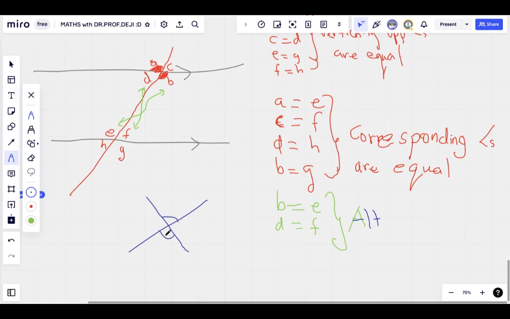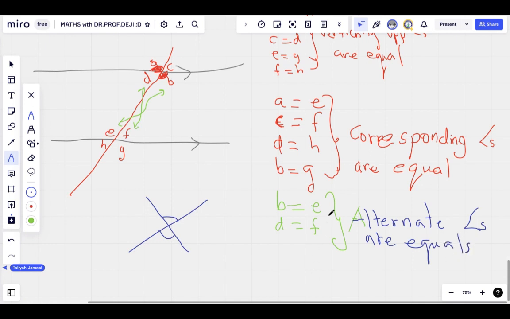There are two different things: alternate and vertically opposite angles. They are different, but alternate angles are equal, and vertically opposite angles are equal as well. Are you with me? They are two different things. Alternate angles are equal. So these are the basic rules for this one.